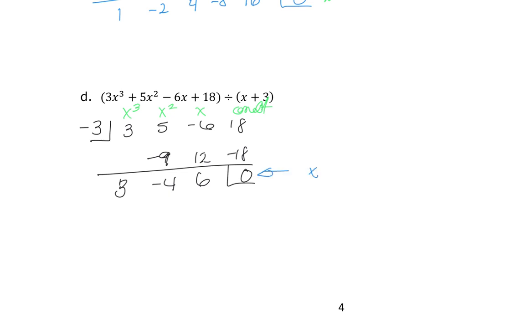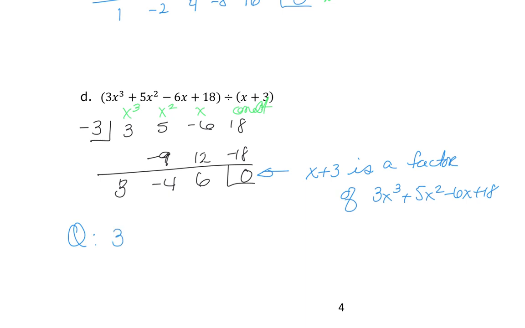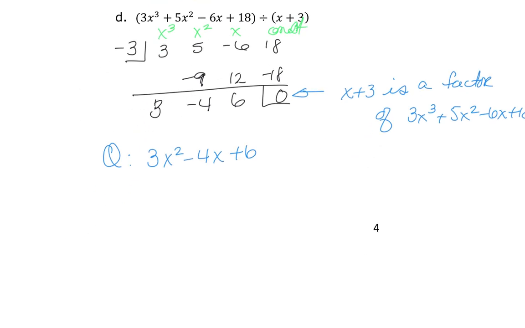That tells me that x plus 3 is a factor of 3x to the 3rd plus 5x squared minus 6x plus 18. And in fact, my quotient here is going to be 3x squared minus 4x plus 6, because my remainder is 0. Just like up here, my quotient is 1 degree less. So this would be x to the 4th minus 2x to the 3rd plus 4x squared minus 8x plus 16. So I found quotients, remainders were zeros on those two.